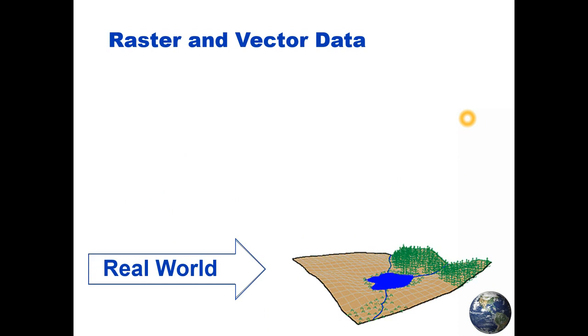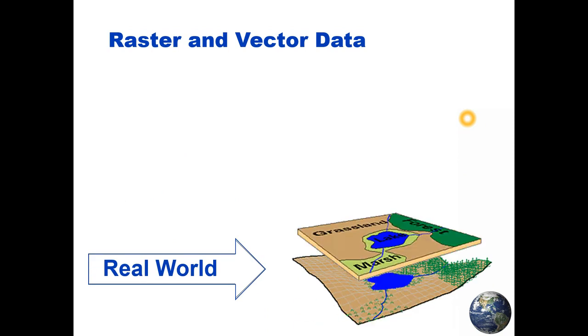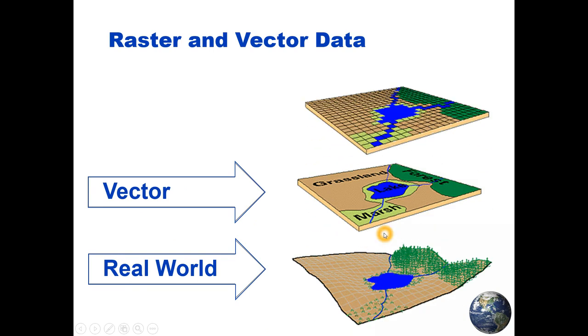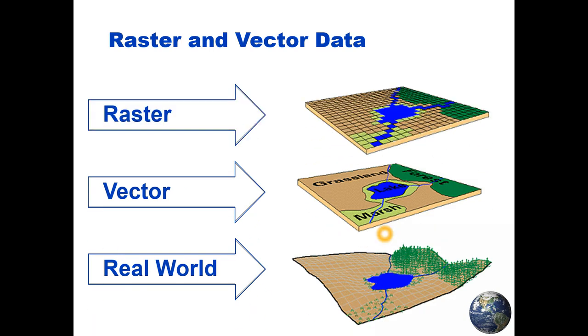For example, here is a real world, and then in a GIS, it can be represented either as a discrete vector data representation, which is polygon, line, and points, whereas in another model, a raster data representation, which is a matrix of pixels, the smallest area unit is represented as a feature.